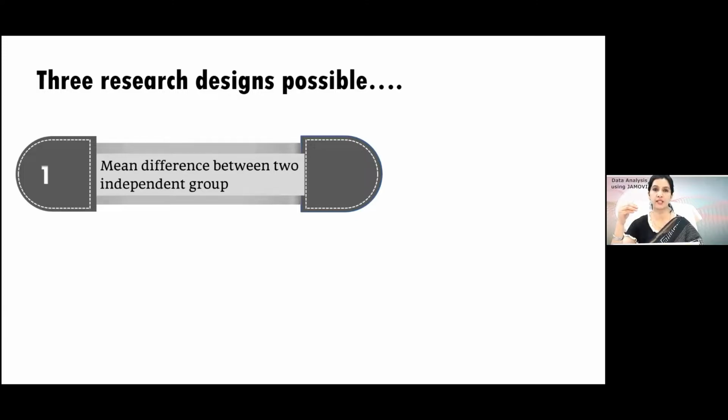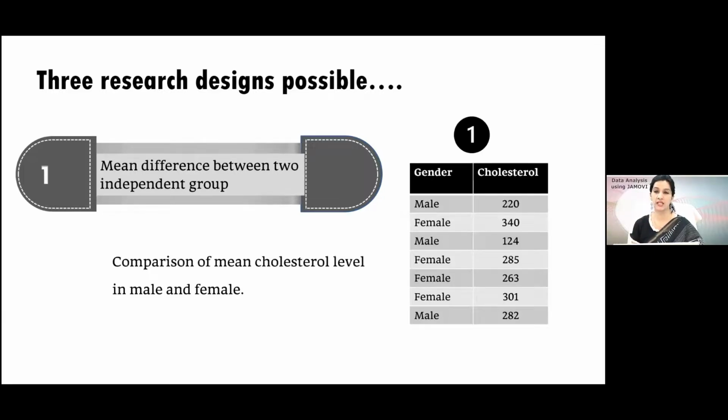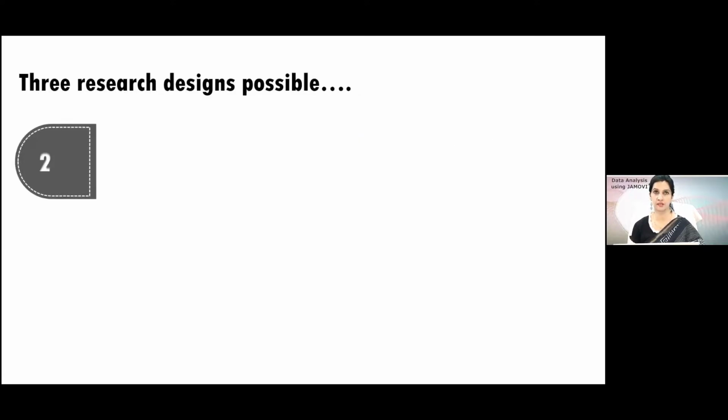The first is when you have to see the mean difference between two independent groups, like we have seen in all the first three research questions. In this case, you can see this is a table. There are males and females, the two types of gender, and this is the value of cholesterol. So if I am comparing the mean cholesterol level in male and female, then again this type of research design is one where we can apply the independent sample t-test.